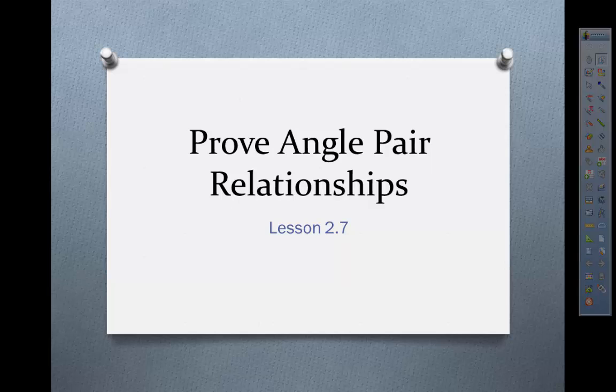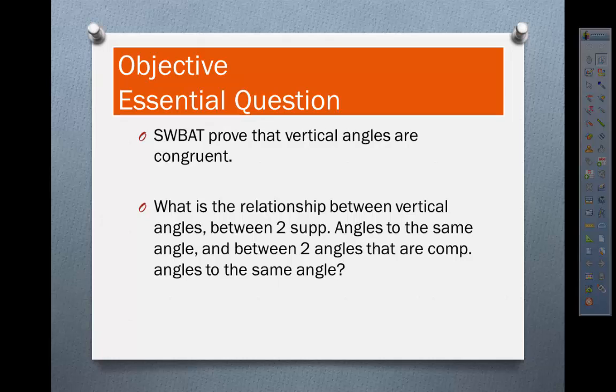So, prove angle pair relationships. Our objective: students will be able to prove that vertical angles are congruent. This is one of the most important theorems in this semester of geometry. We will use this theorem over and over and over again. You'll see it many times. So it's my goal that you'd have this theorem memorized and how to prove it memorized as well. There's a good chance you'll see this on the test for Chapter 2.